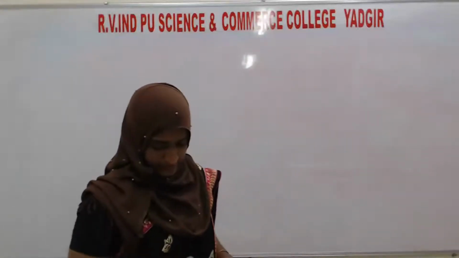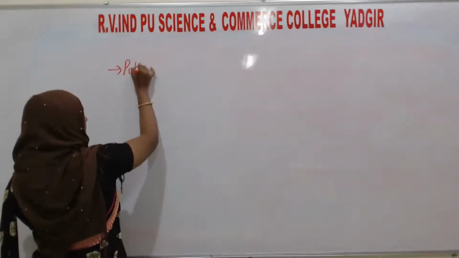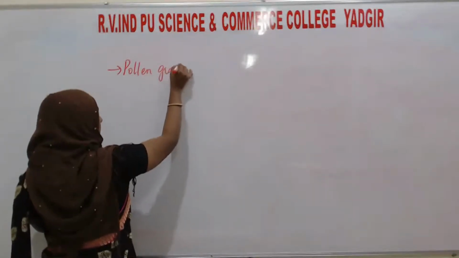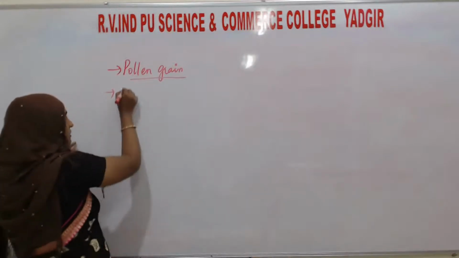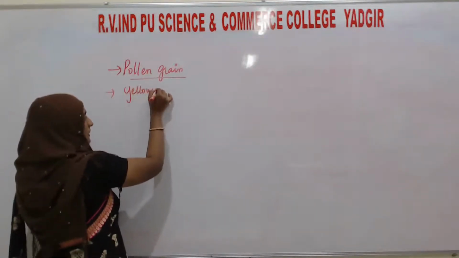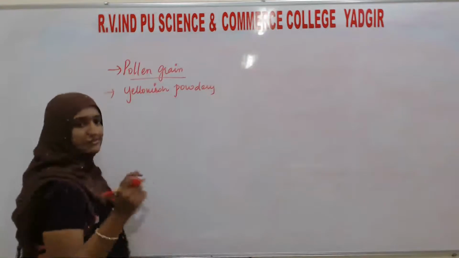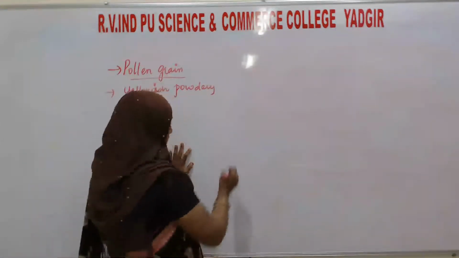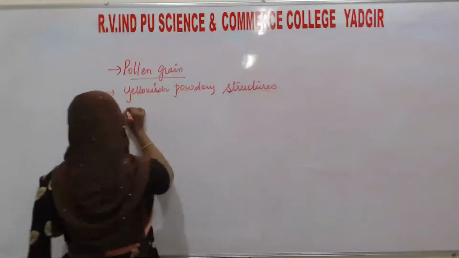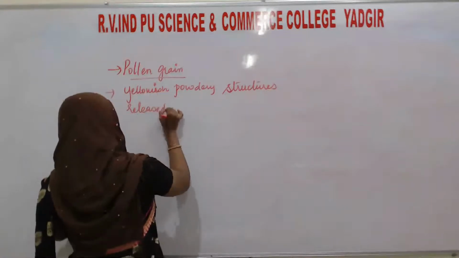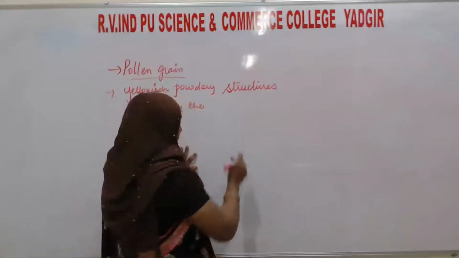Next topic, that is the pollen grain. What is a pollen grain? It is a yellowish powdery structure released by the matured anthers, or released by the splitting anthers.